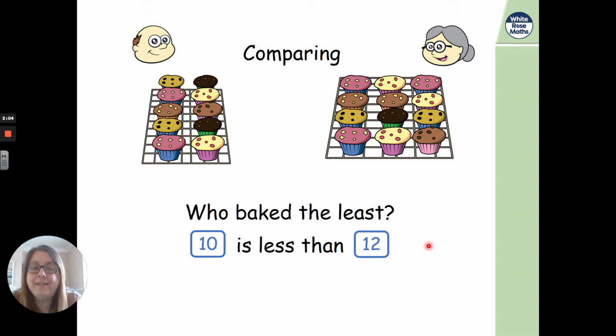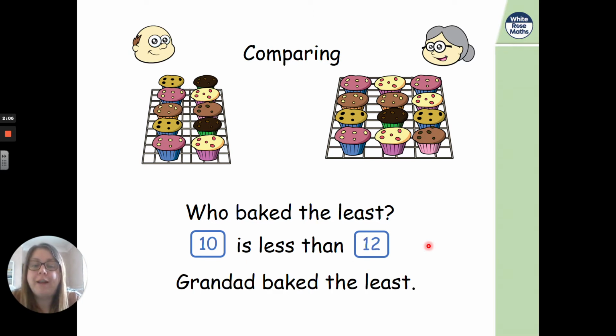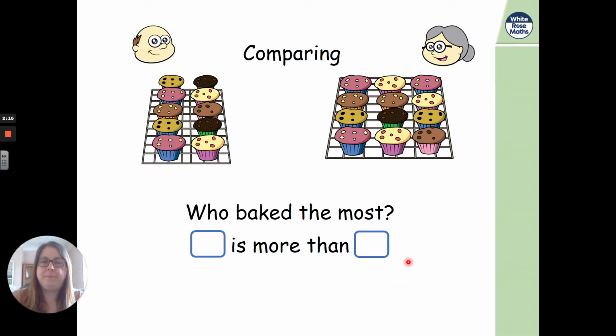So 10 is less than 12. So we know Grandad baked the least, don't we? Because Grandad only baked 10. Grandma baked 12. So we know 10 is less than 12. So Grandad baked the least. Well done if you did that.